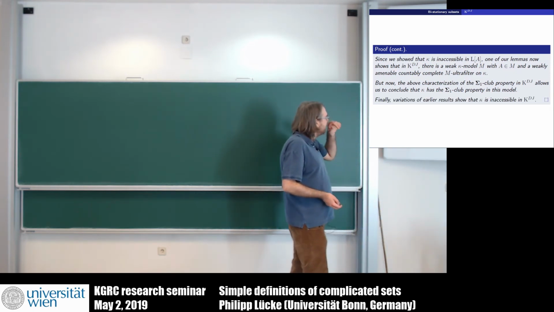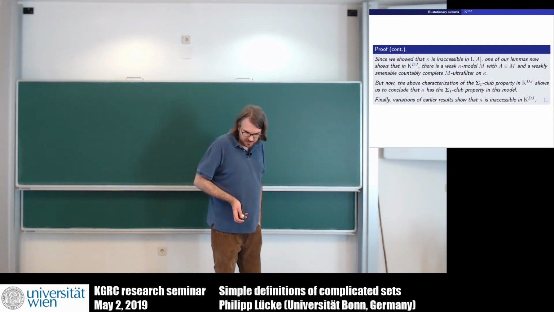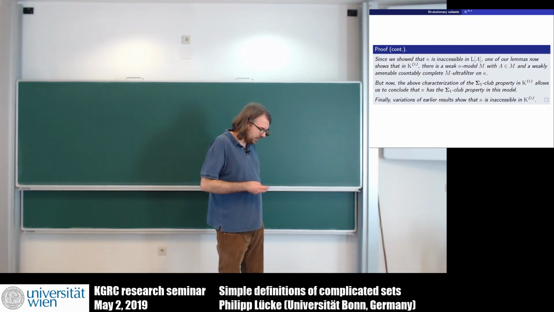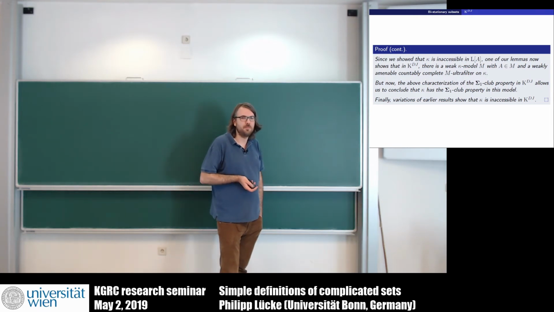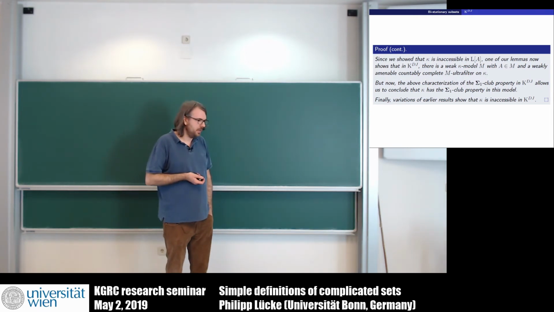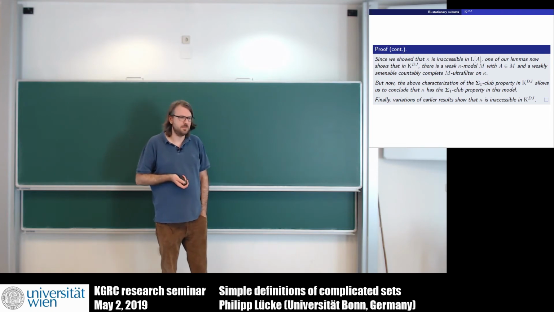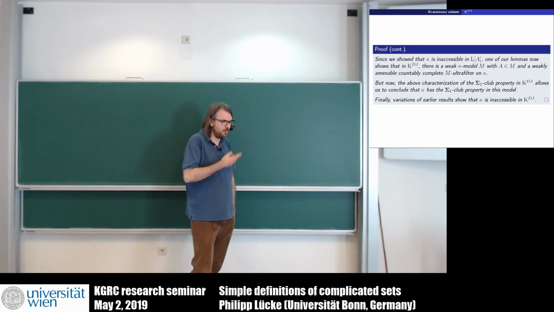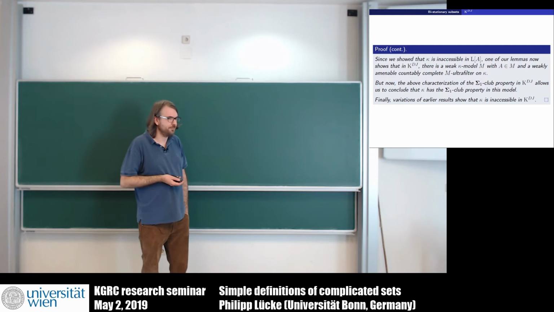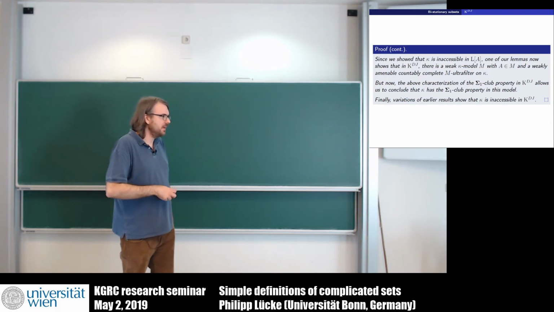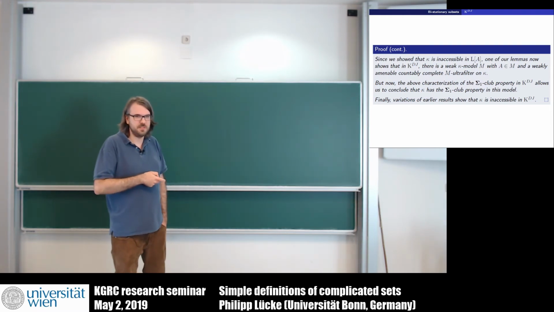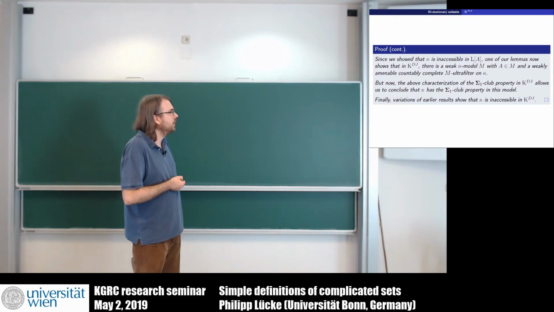Okay, and then some variation of this result about inaccessibility also shows that cardinals with the sigma 1 club property have to be inaccessible in the core model. This is because this core model has a good sigma 1 well ordering. And whenever you have this, all cardinals with such partition properties have to be inaccessible. Okay, so this proves this downwards absoluteness. And this is already everything I wanted to tell you.